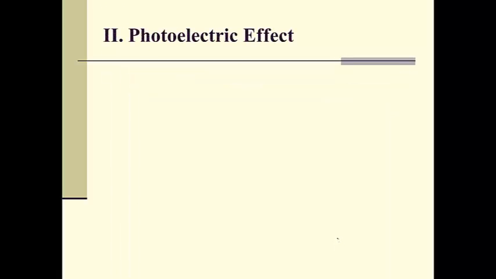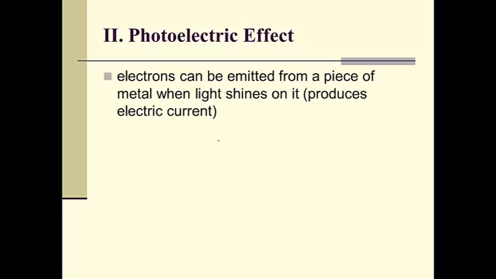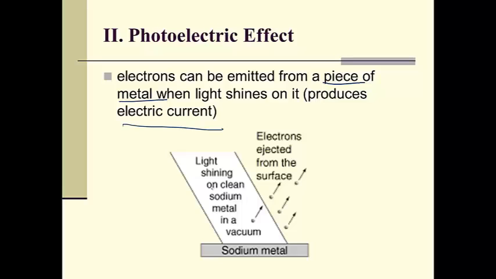Now, we look at something called the photoelectric effect. Remember, scientists thought that light was a wave. What is the photoelectric effect? Electrons can be emitted from a piece of metal when light shines on it. In other words, electrons get shot out and you get an electric current. So, shine some light on some metal, like sodium metal in a vacuum, and they found that electrons would be ejected from the surface.